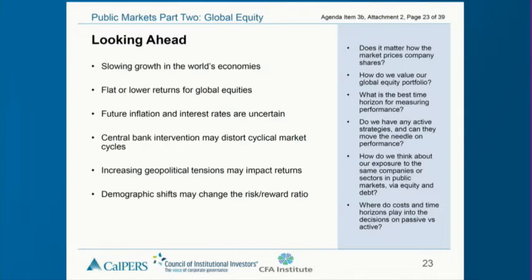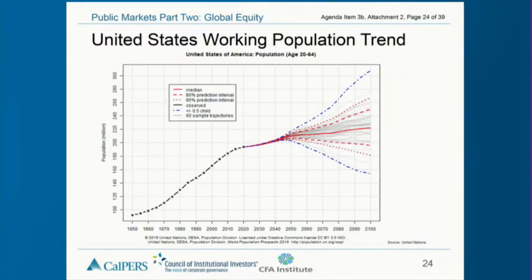Increasing geopolitical tensions, clearly we've seen that in the headlines. They may impact returns, obviously due to trade threats and tariffs. And of course, Dan mentioned demographic shifts. Let me just show you one chart that's a demographic chart. This shows you a projection out to 2100 of the demographics of the U.S. workforce. And in fact, you're going to see a steady increase, slow but steady increase projected for that by experts in the U.S. government. Basically, it's the population projection division.